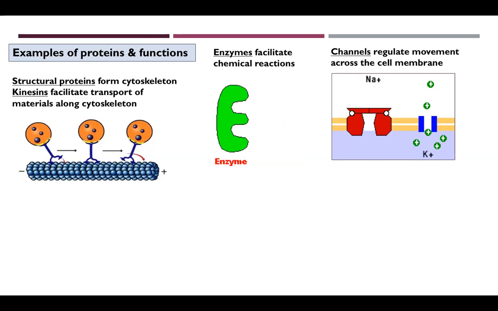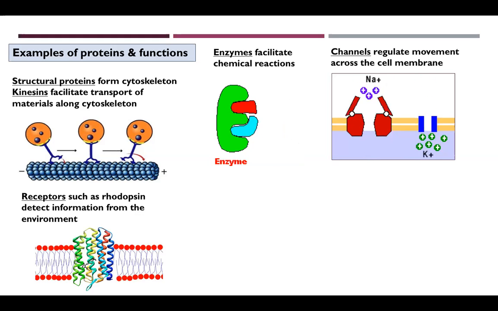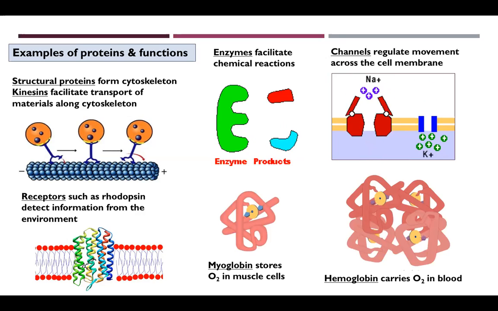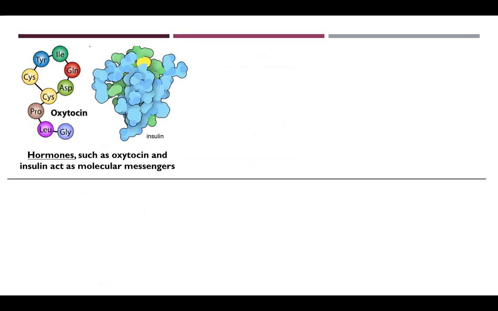Channels that regulate the movement across the cell membrane. Receptors on the cell, used sometimes for cell signaling or detecting the environment on the outside of the cell compared to the inside. Also functions such as carrying molecules in the body or storing certain molecules in the body. Hormones are also an example of a protein, some hormones. And a hormone such as oxytocin.